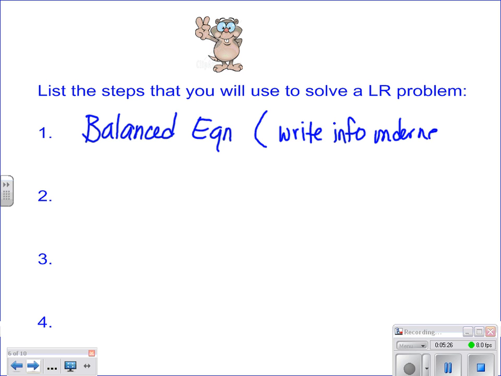And as part of that, I like to say that you're going to write info underneath, because that sure helps to ensure some success. Okay, so once you've got your balanced equation, and remember you've got amounts of both of your reactants, what do you think you're going to convert those amounts to? Moles. So convert givens to moles.